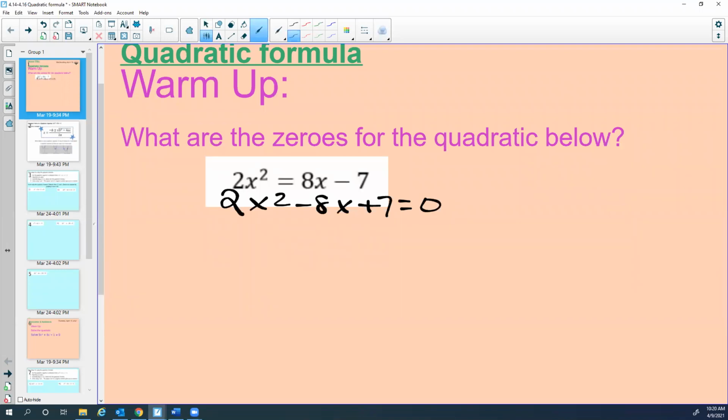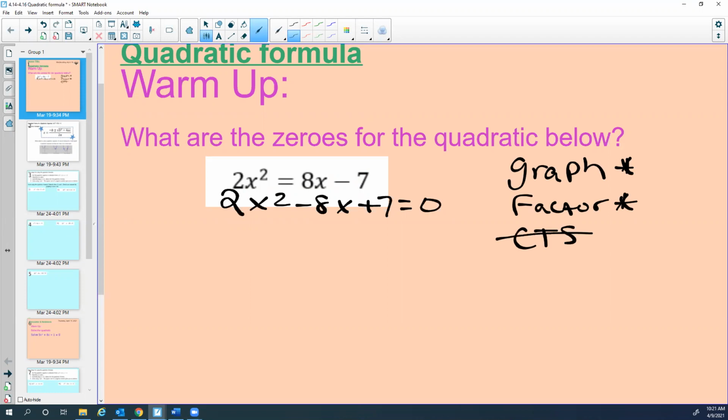Now, methods that we have learned so far are graphing. Well, I could graph this. That's a possibility. Factoring. I could factor this. Complete the square. While the middle term is an even number, the first term isn't a perfect square, so I could not do complete the square. And then square root. I have a middle term. That's why I can't do square root. So I'm going to go ahead with factor.